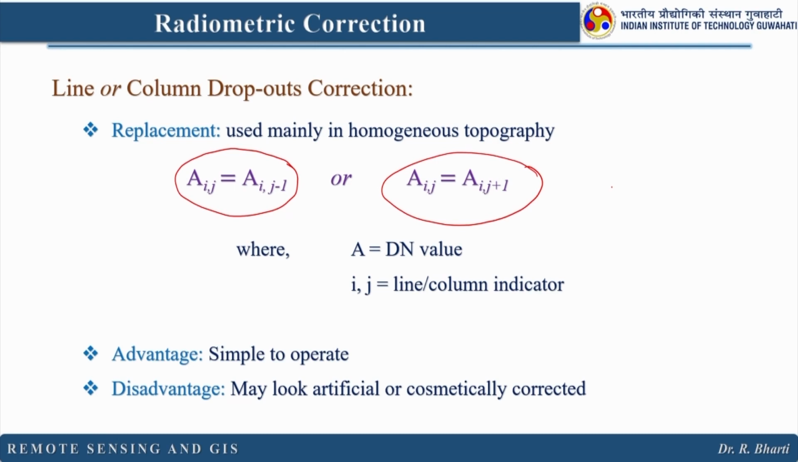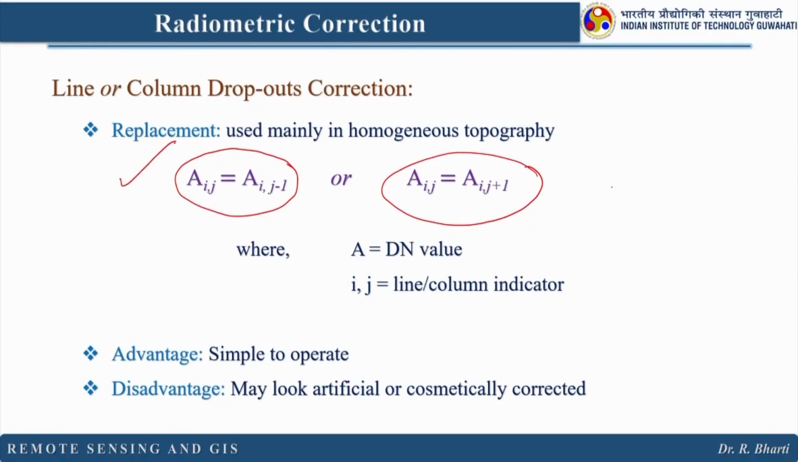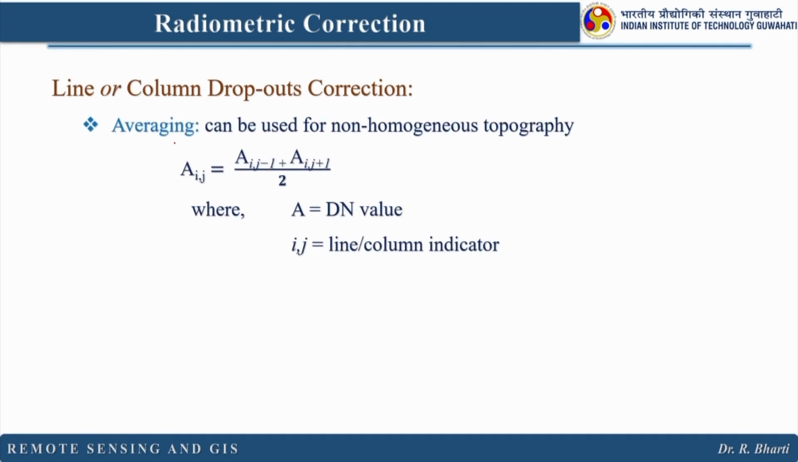So, there may be a slight change in the variation, so it will not look very soothing, but it is better to have that value instead of having a black line there, because that will create problems in your analysis. So, it is better to use either replacement, or in case of averaging, what we are doing is taking the previous pixel and the after pixel.